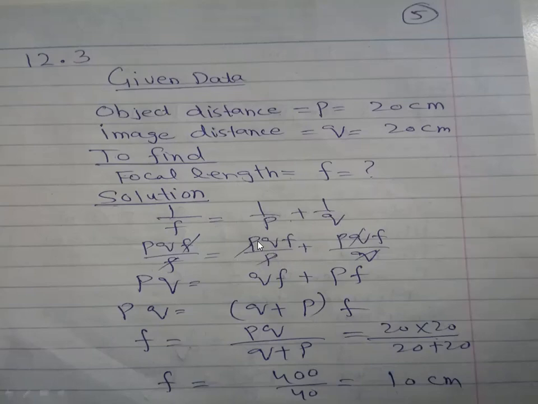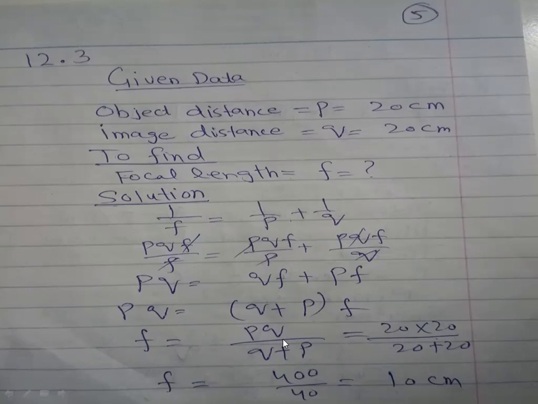This P will be cancelled with this P. This Q will be cancelled with this Q. What is left? PQ equals QF plus PF. Then take F common from these two terms: F times (Q plus P). Since I want to find F, Q plus P goes to the other side of the equation and will be divided. So F will be PQ divided by Q plus P.